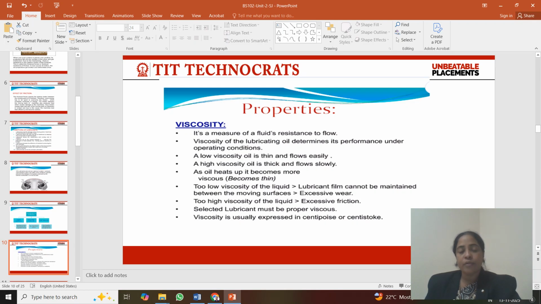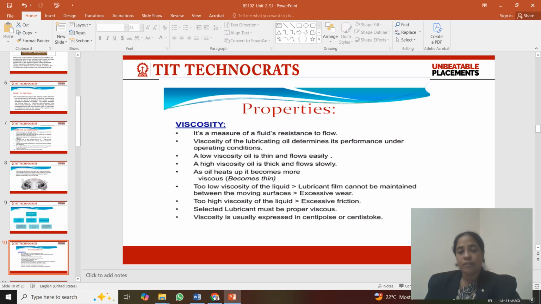The first important property of liquid lubricant is viscosity. Students, as you know, viscosity is a measure of a fluid, or a measure of oil, which determines its resistance to flow. That means viscosity is inversely proportional to flowability, and viscosity resists the flowability of the liquid. The viscosity of the lubricant oil determines its performance under operating conditions. A low viscosity oil is thin and flows easily, and a high viscosity oil is thick and flows slowly.